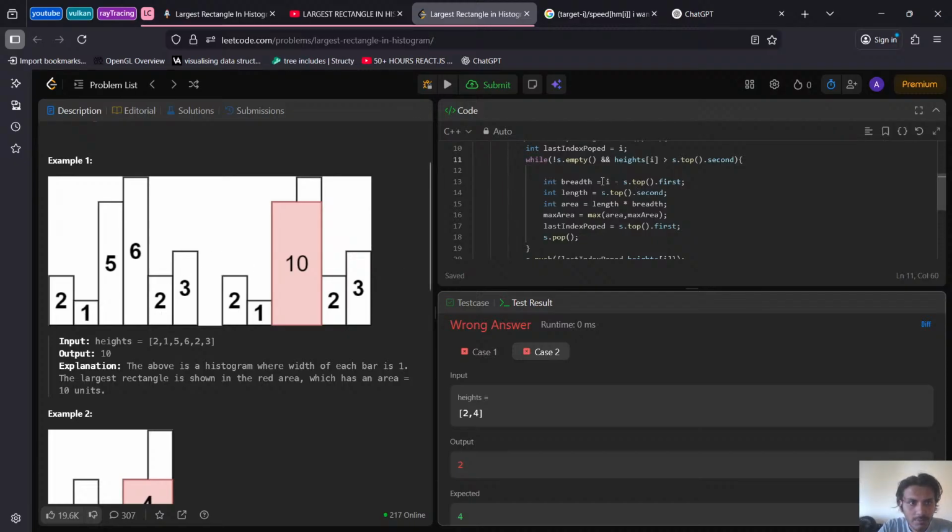Why is the height smaller? So the height is smaller than the top limit.